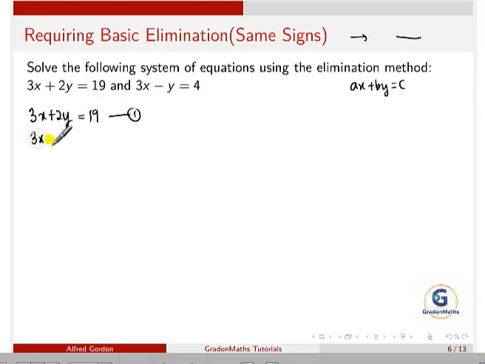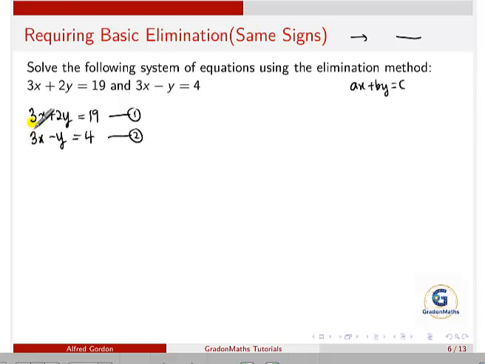And we have 3x minus y is equal to 4, also as our equation 2. Okay, so here, this is where we check. Let us check whether a variable has the same coefficients. Looking here, x has a coefficient of 3 here and a coefficient of 3 here, meaning x has the same coefficients in these equations. And y does not have the same coefficients. So we can think of eliminating the variable x since they have the same coefficients.